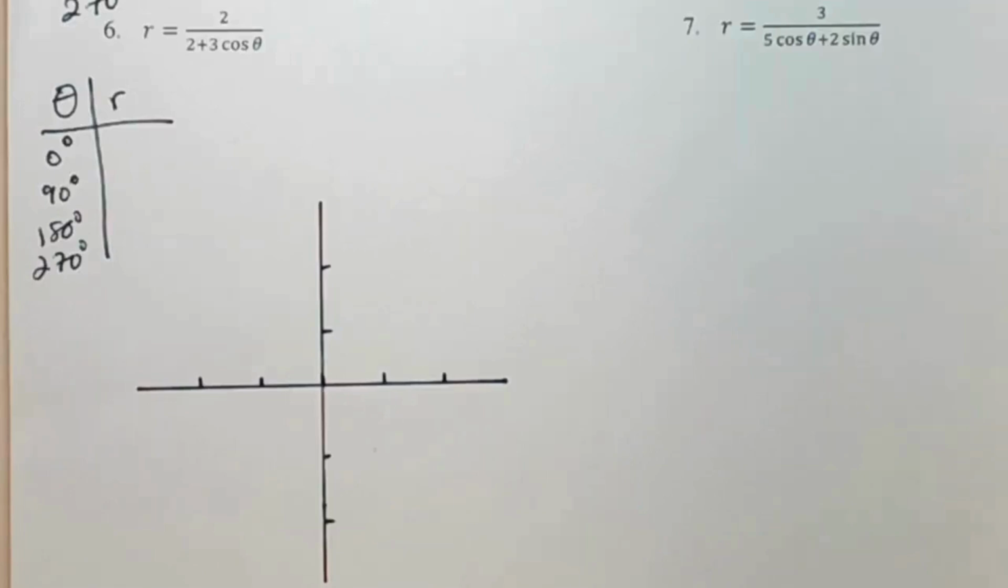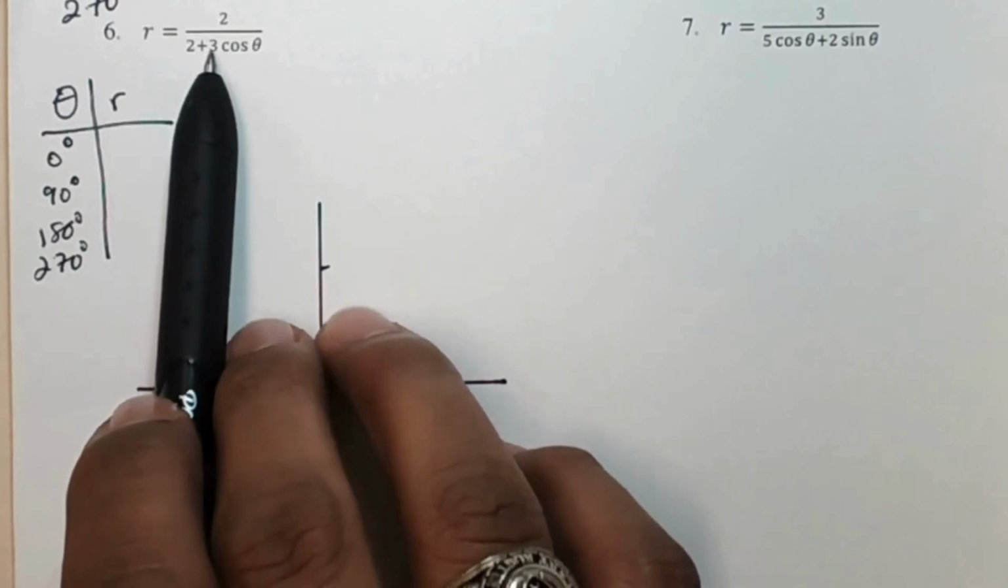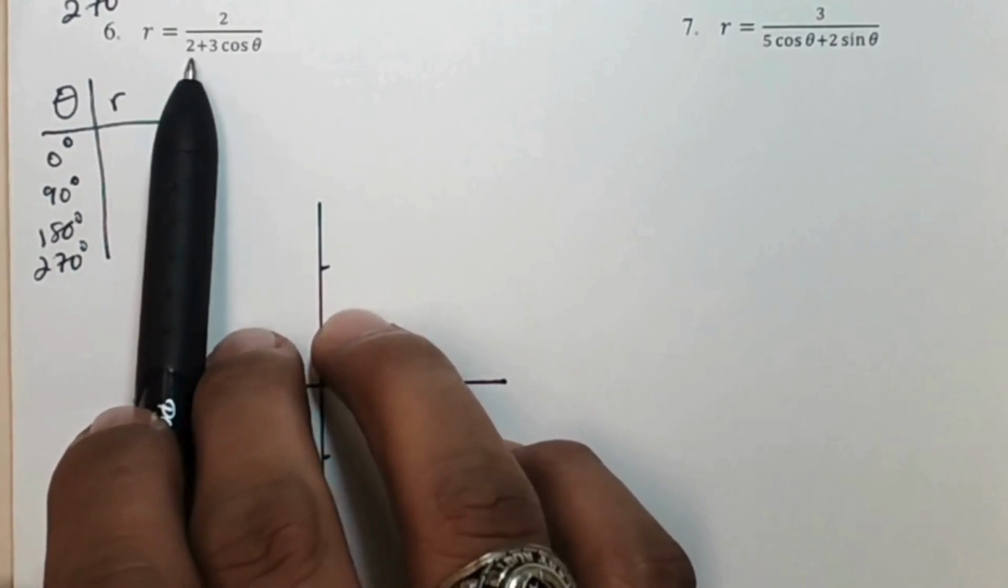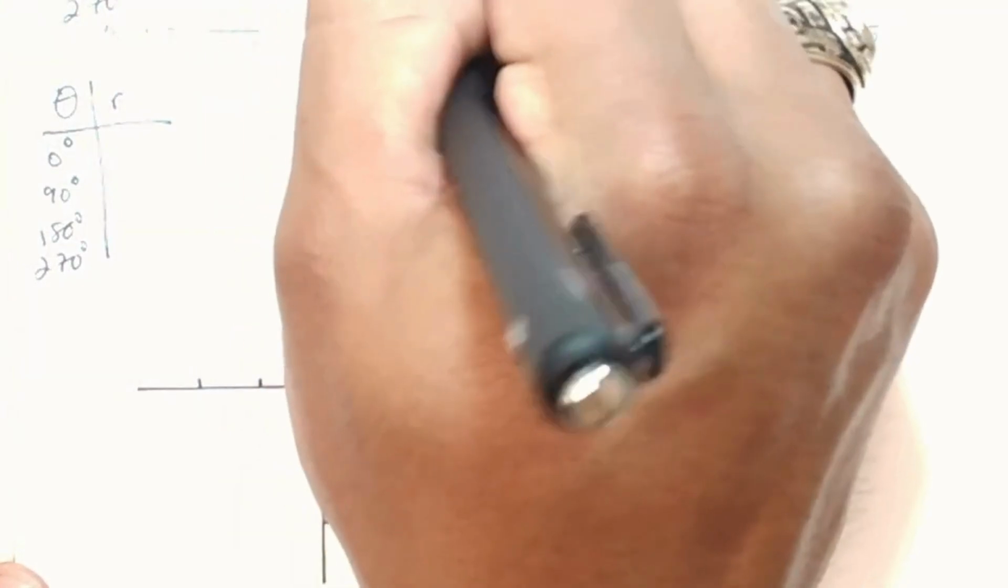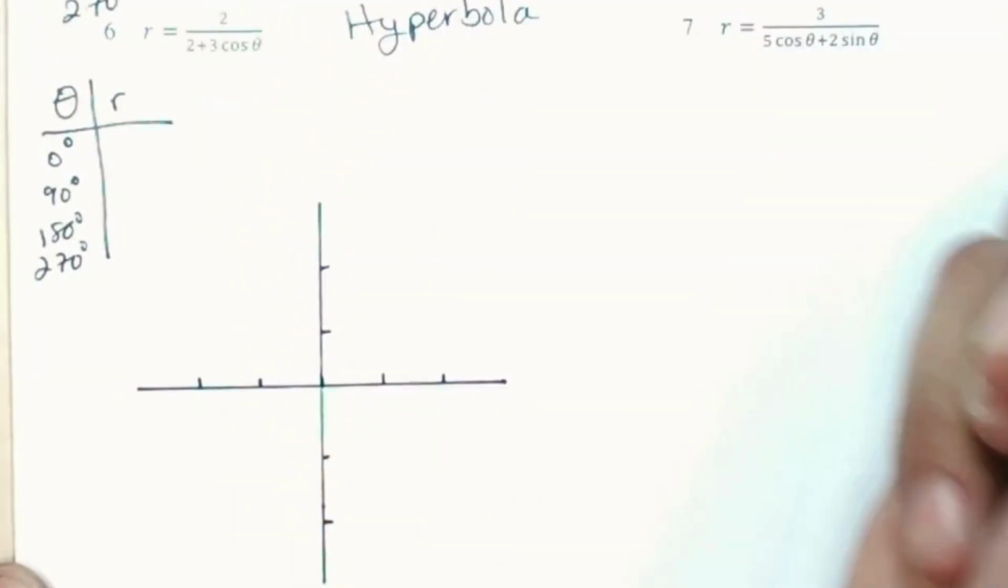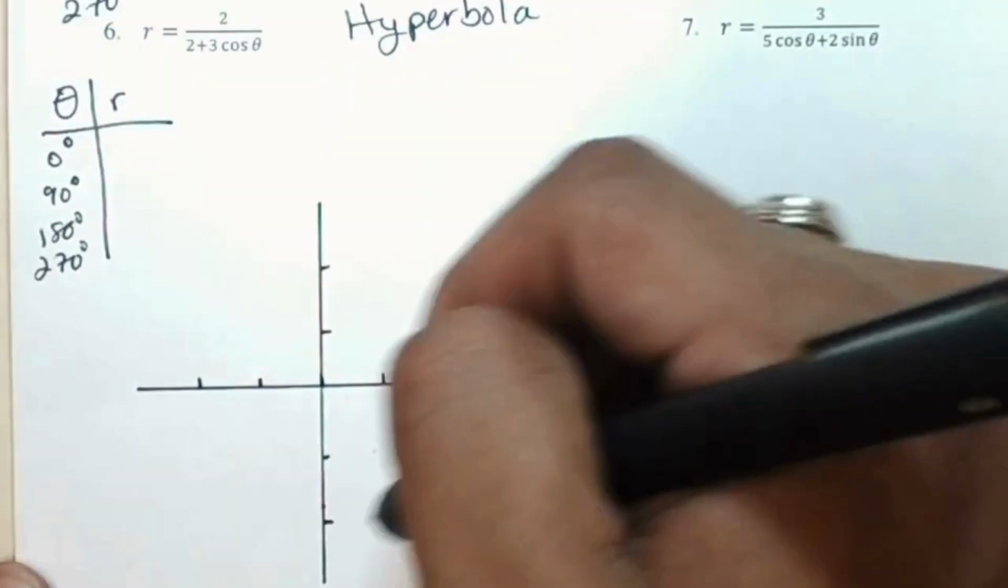All right, so for this next one, we have where A is less than B. So this is a limacon with an inner loop. Limacons with inner loops end up giving us hyperbolas. And since this is cosine, major axis is the x-axis, it's going to be a horizontal hyperbola.